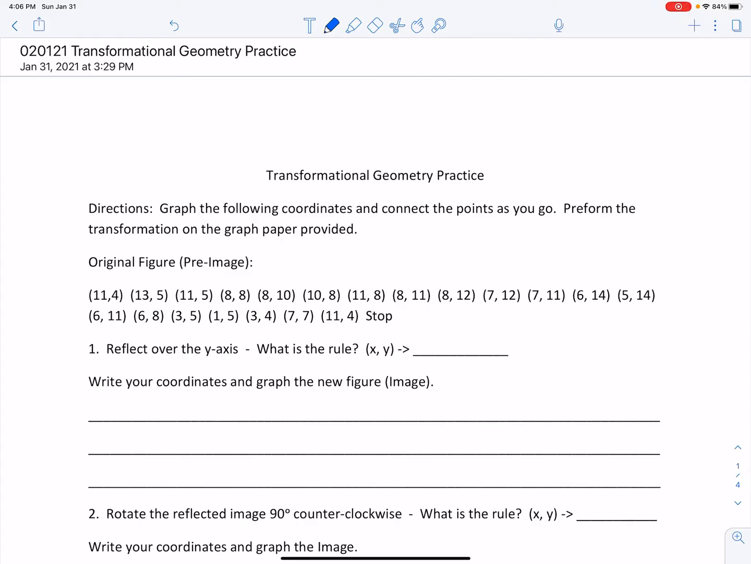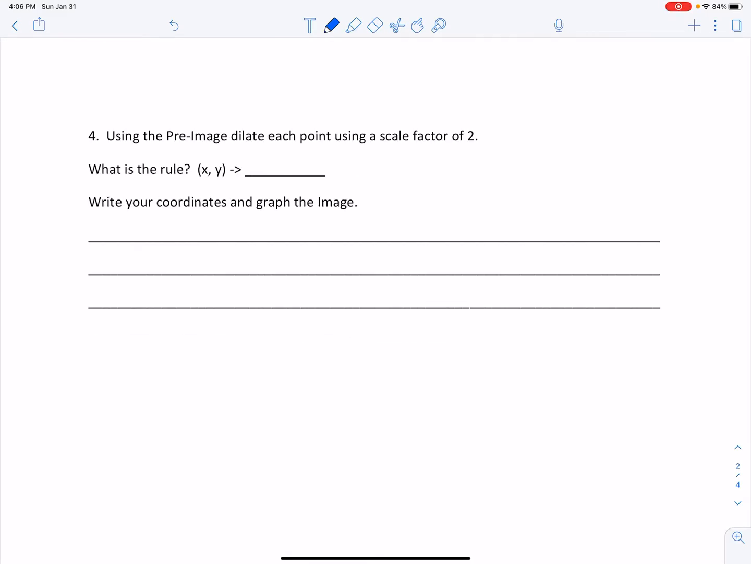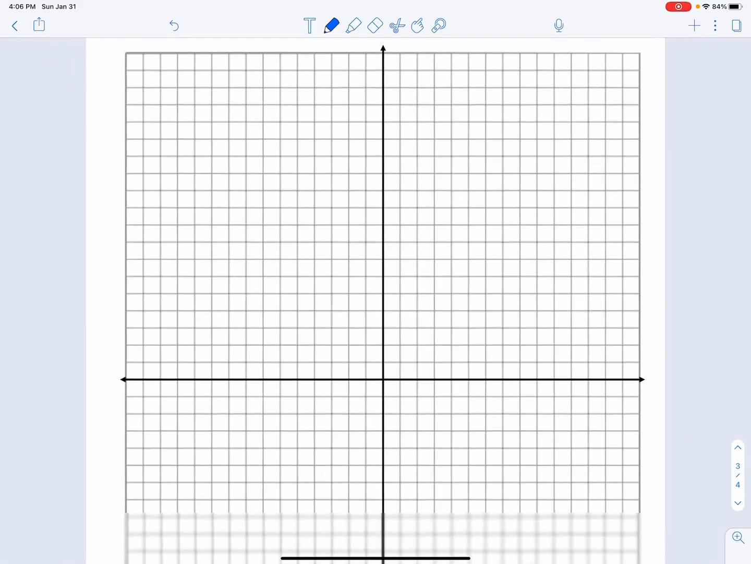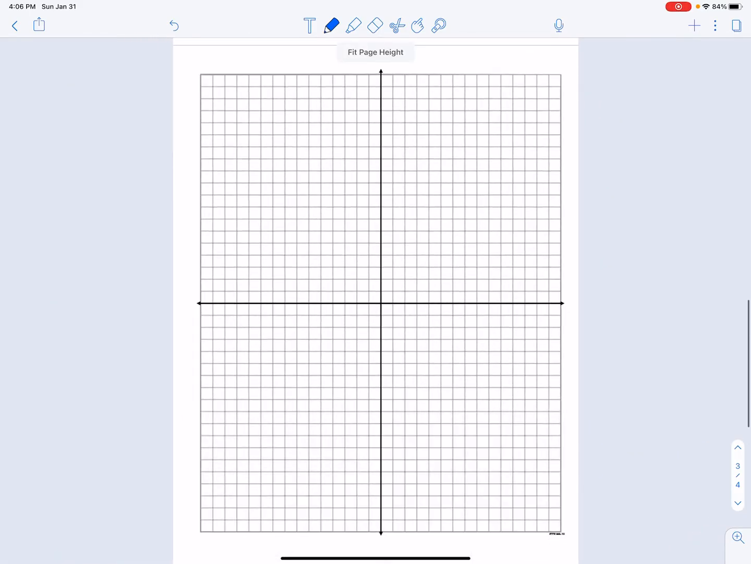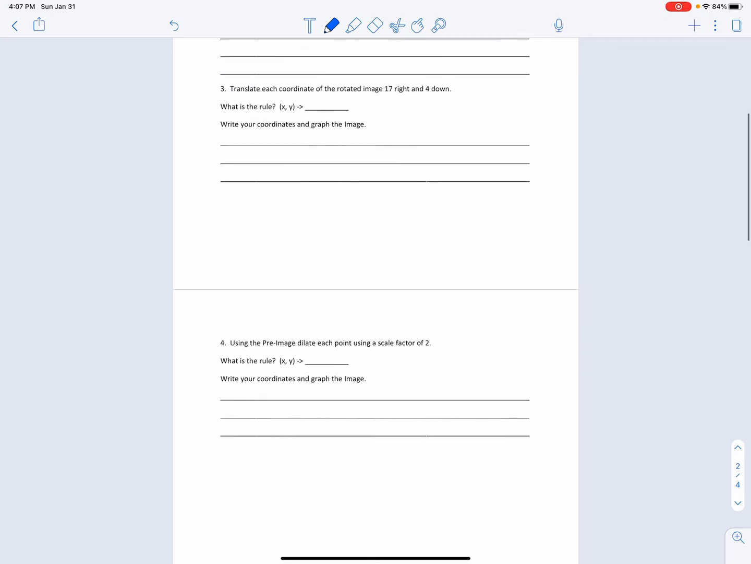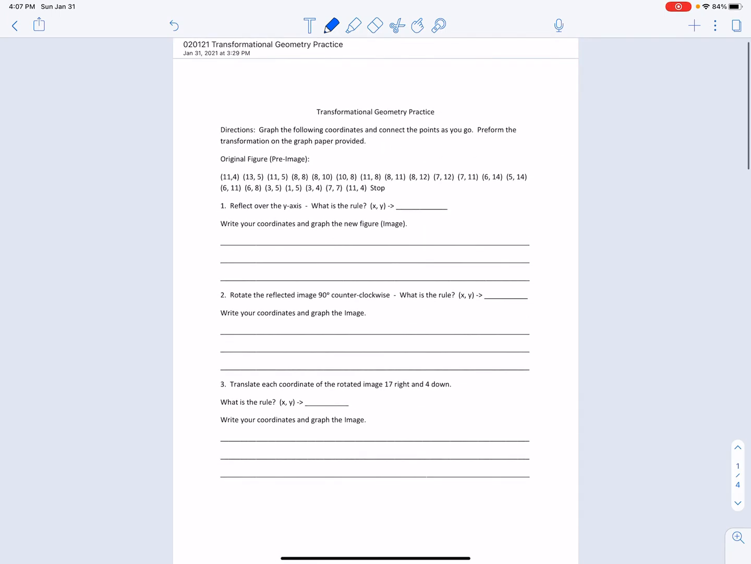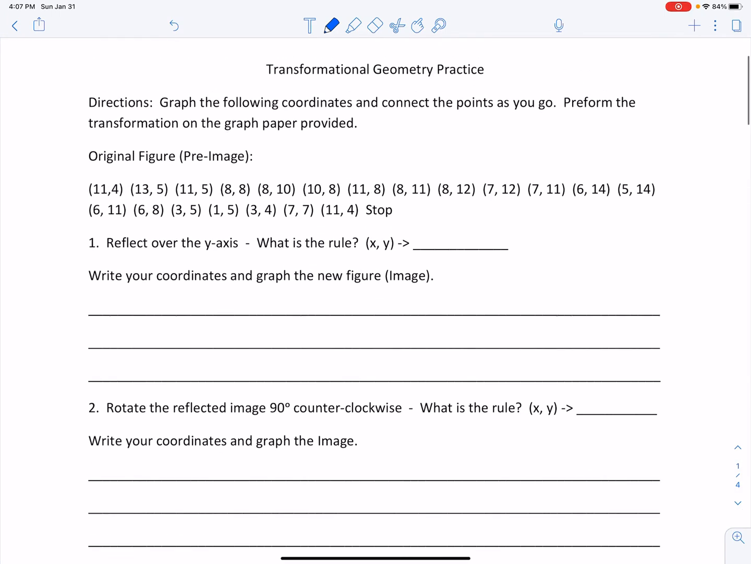So you're provided two sheets of graph paper. One sheet looks like this, which is the one that we've been using in class. And the second one looks like this, which is just quadrant 1. What we're going to do with this particular activity is first graph this original shape. This will be known as our pre-image. So you will graph that on the first sheet of graph paper.